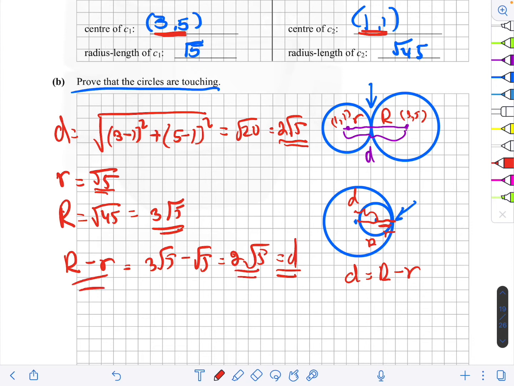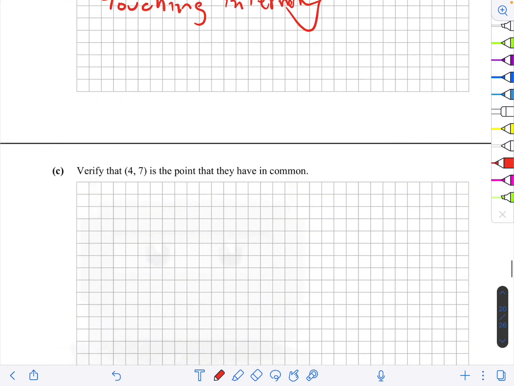So it's not just that we know that they're touching, we also know that they're touching internally. So if they ask how are they touching, we will be saying internally. We didn't know at the beginning of the question which one it is because they didn't tell us. Okay, so we'll move to the next question.